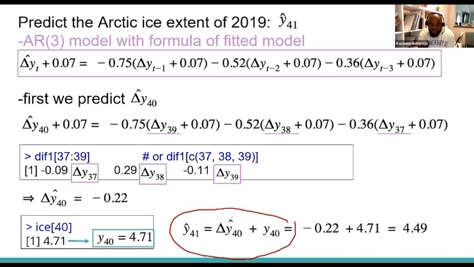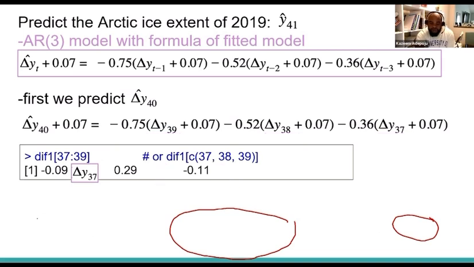So this guy was figured out from the model. We figured this guy out from the model. And this is the last data point in the original data. I plug that in, and that gives me 4.49. Okay, take a look at this.